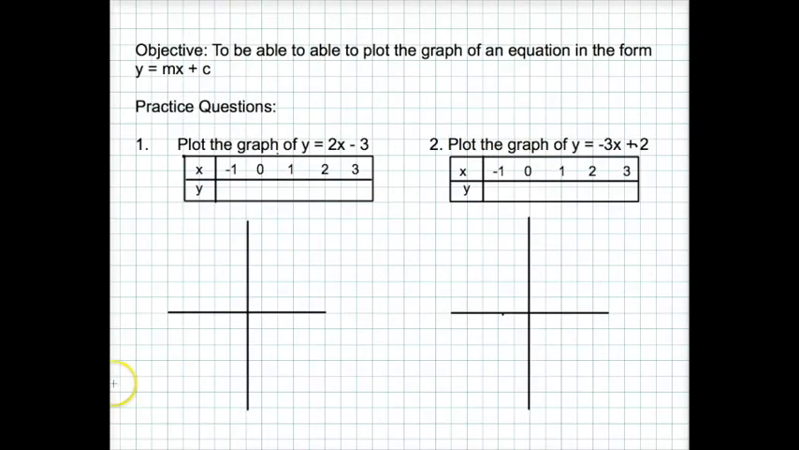Hi there. Welcome to the practice questions on being able to plot the graph of an equation in the form y equals mx plus c. What I'd like you to do is to pause the video now, have a go at these questions.